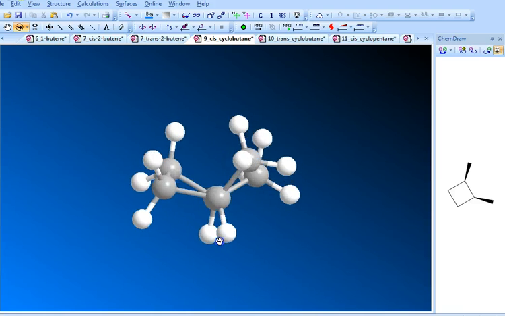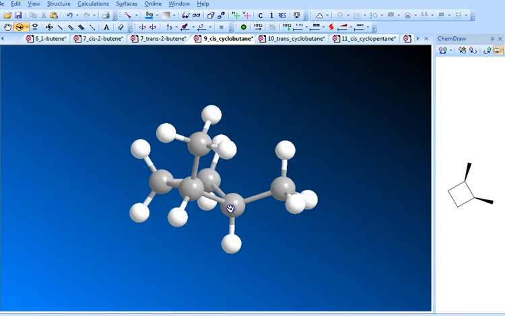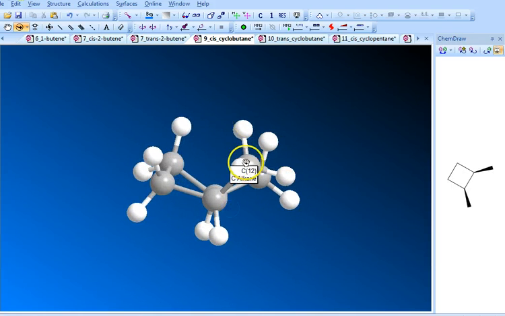So let me put that in a proper place here. You can see that these two methyl groups are on the top of the molecule. Both of them are on the same side of the plane of the molecule, and therefore this would be a cis isomer of cyclobutane.